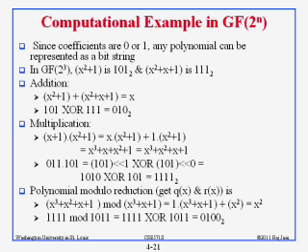1, 0, 0, 1. 1, 1, 1. What did we do here? X cubed plus x plus 1. Oh, that was a different arithmetic. So, x cubed plus x plus 1. I wrote down, okay, alright.